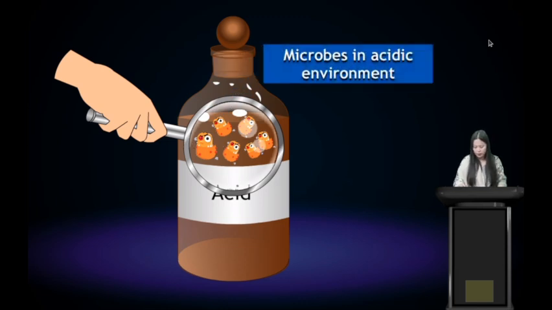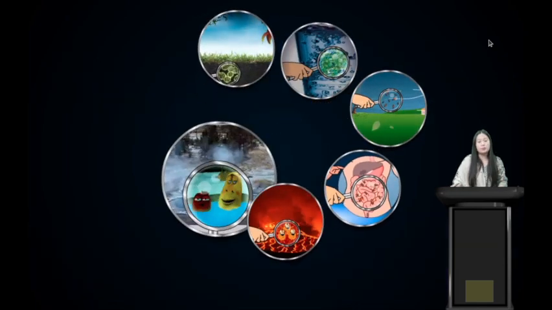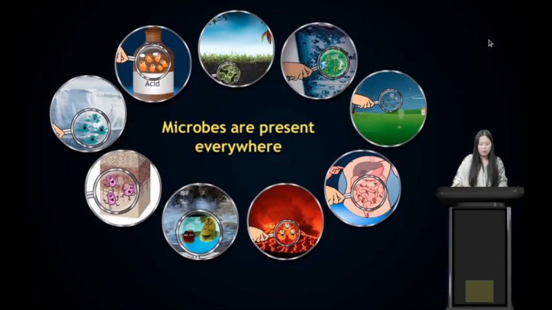So from here, we see that microbes are present everywhere. They are present even in cold places like snow, or in hot environments like lava. They are also present in acidic environments. They are present in the body of plants and animals, in water, in the soil, and in the air. So microbes are present everywhere, from a cold environment to a hot environment, from marshy land to desert.